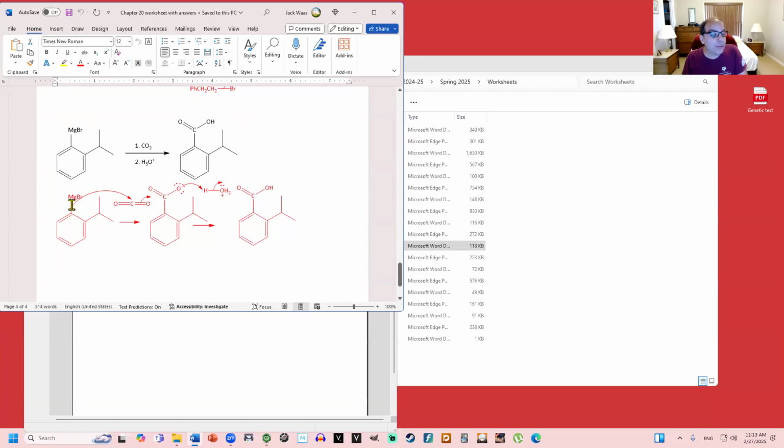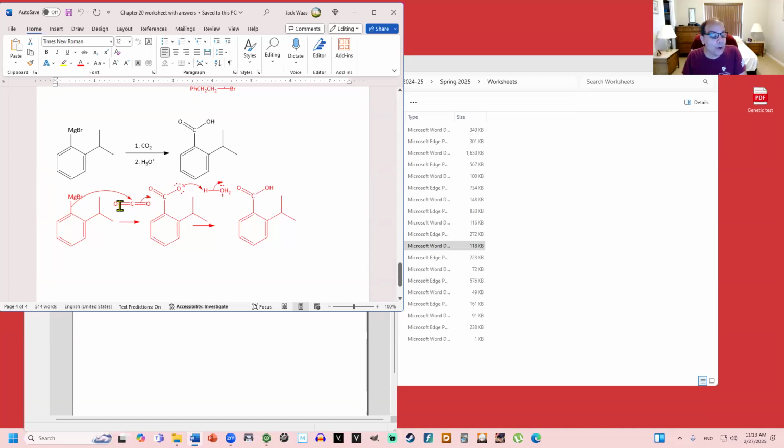And the mechanism goes by attack of the Grignard reagent onto carbon dioxide. So I do expect you to know the structure of carbon dioxide. You show the electrons in the carbon metal bond. And again, if this were Li instead of MgBr, it would be exactly the same arrow, starting and ending at the exact same place. The arrow ends at the carbon dioxide carbon. That carbon is strongly electrophilic. It's basically like a double carbonyl. So carbon dioxide is a very good electrophile.